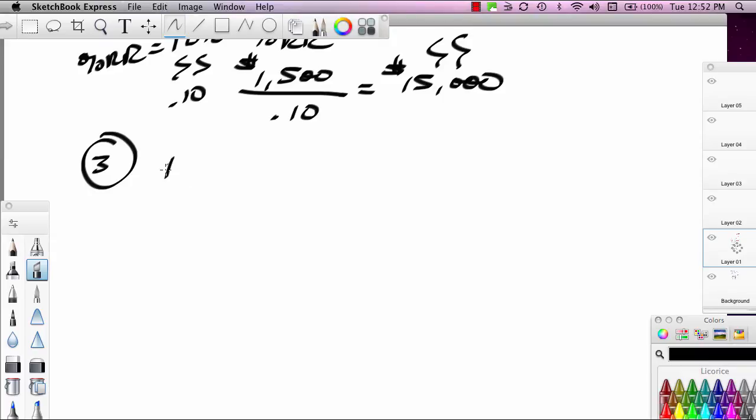So if we want to calculate the potential... boy, it's getting worse. Potential.